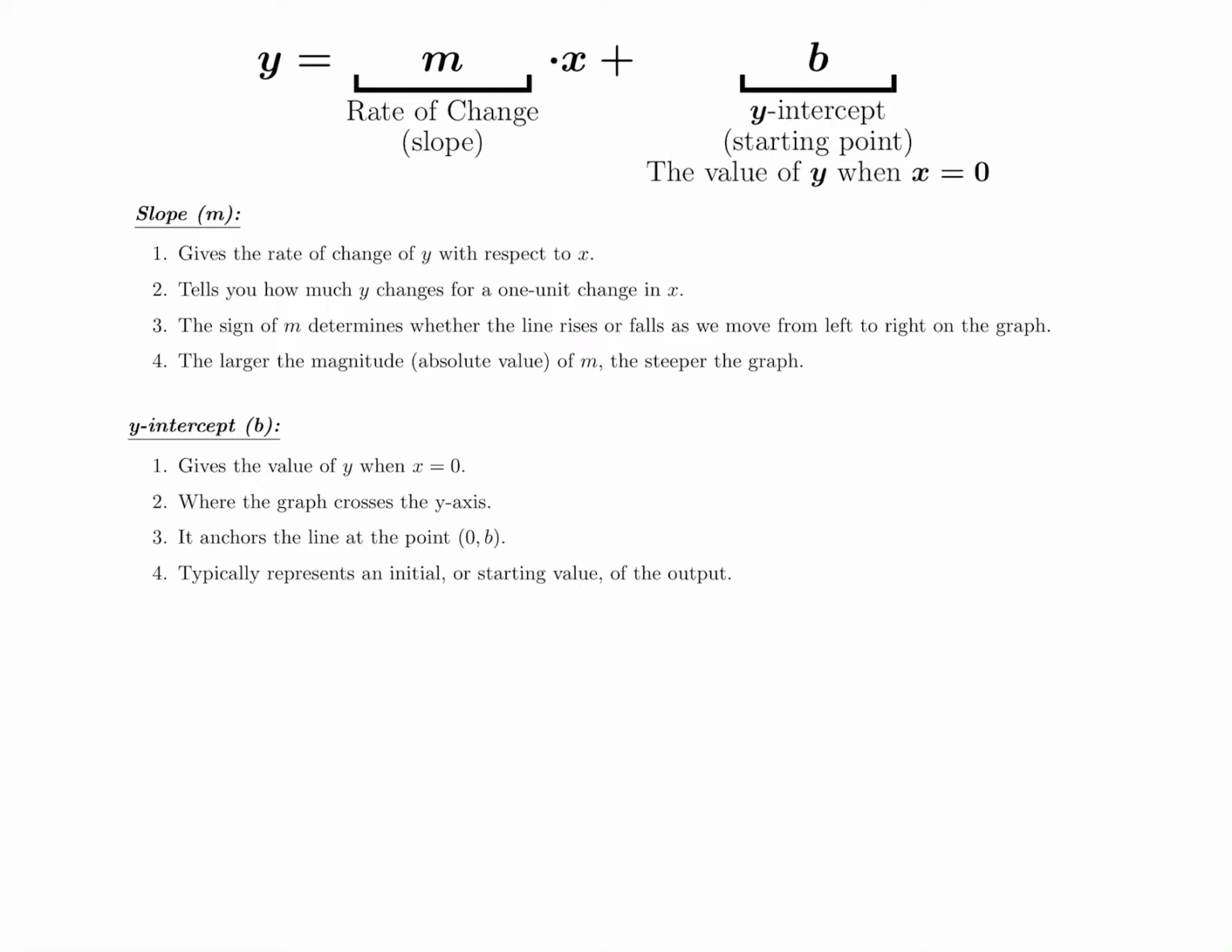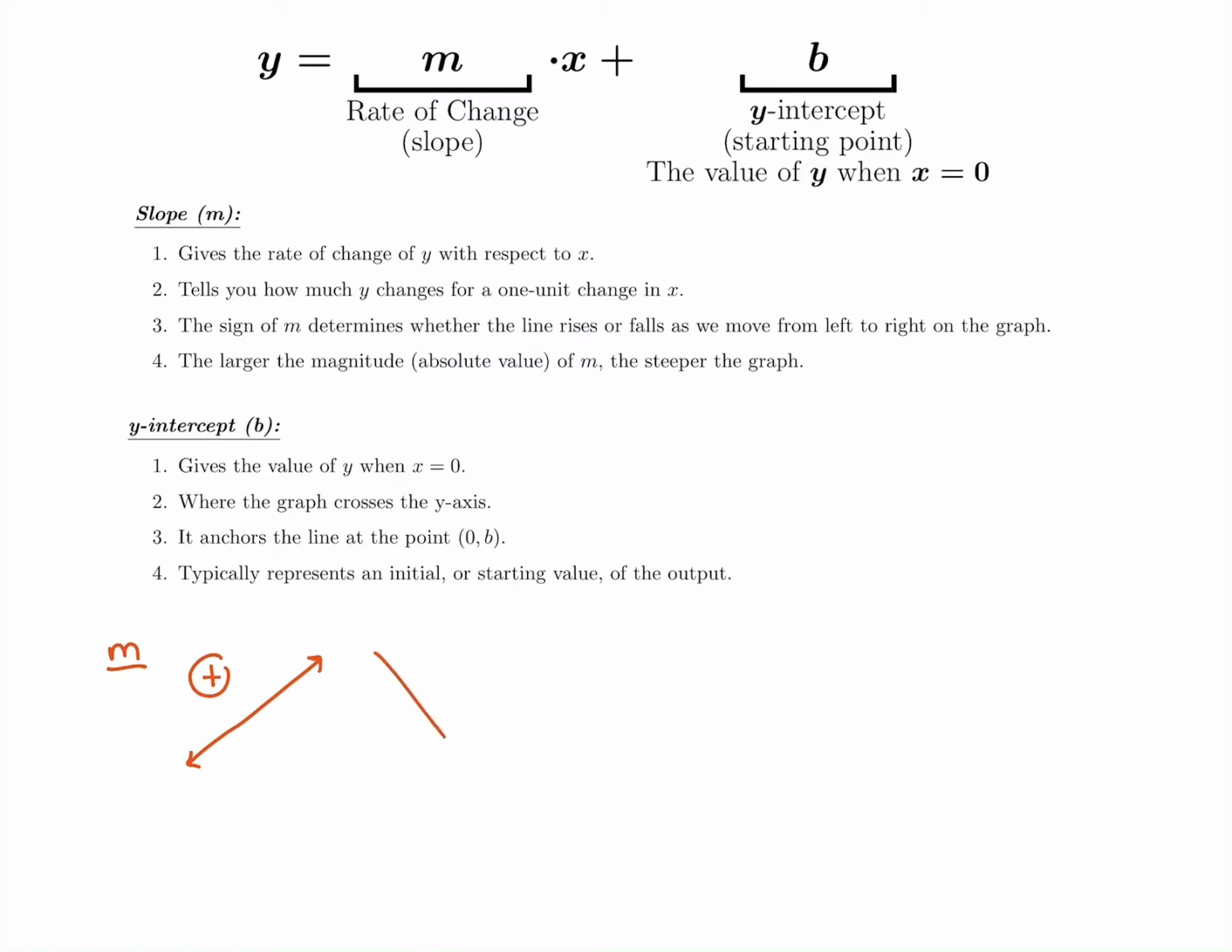In this video, we're going to be going over how to graph a linear equation. A linear equation is in the form y equals mx plus b. m is the rate of change, it's the slope. Just knowing m tells you which direction the graph is going to go. As x increases, is y going to go up or down? If m is positive, the graph is going to rise left to right.